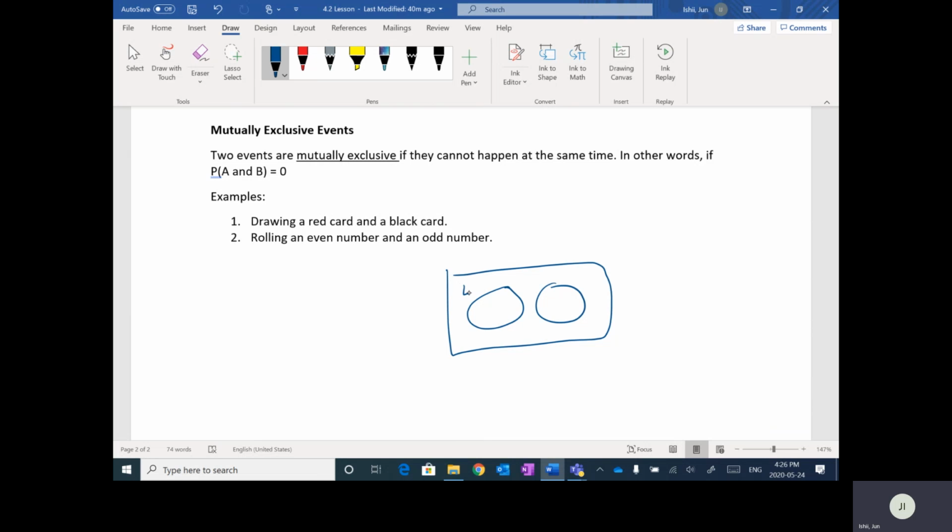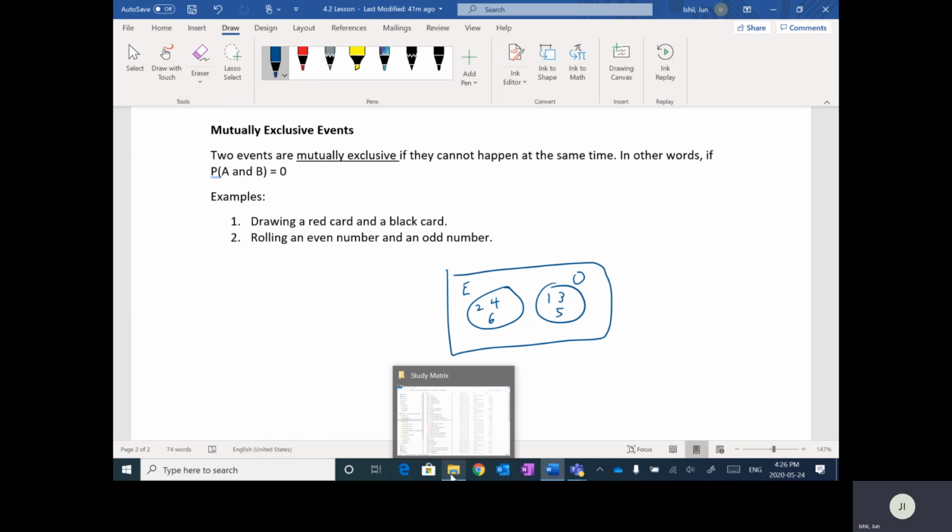For that one, maybe I'll draw the Venn diagram. That's even and odd, right? For even numbers, you can have 2, 4, and 6. And for odd numbers, it could be 1, 3, and 5. But what you'll notice is there's no number that you can roll that would overlap both of these. So therefore they are mutually exclusive. Again, if two things cannot happen at the same time, those are mutually exclusive events.